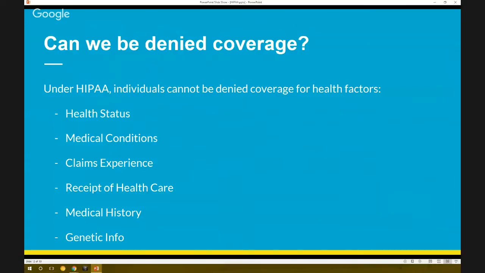Can we be denied coverage? So under HIPAA, individuals cannot be denied coverage for the following health factors: health status, a medical condition, claims experience, receiving health care, medical history, genetic information. So those are things that you can have, but you can't be eliminated based on those factors. Okay, so next slide, please.